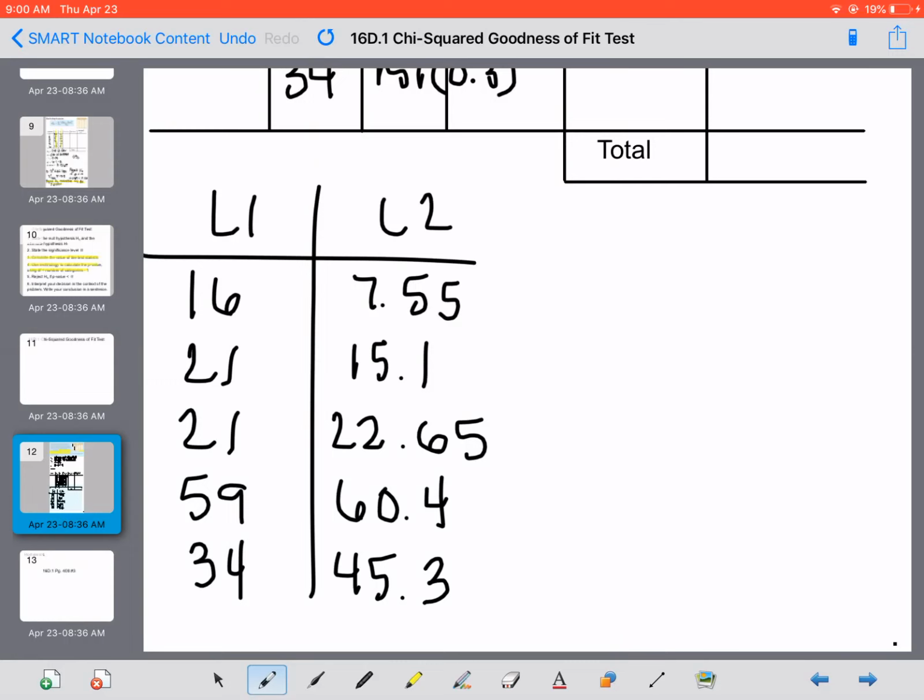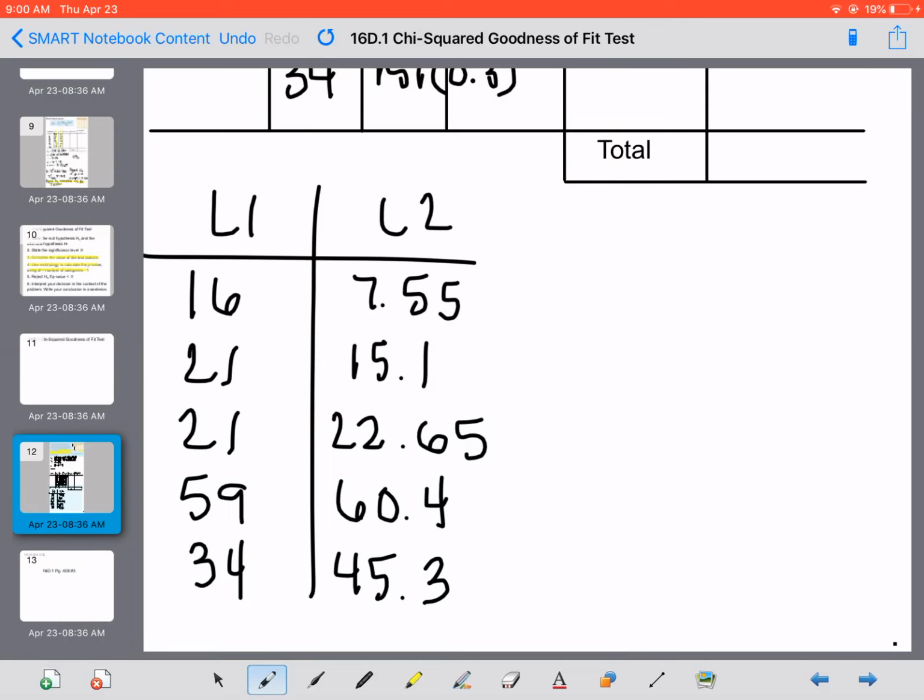And we go to Stat, hit Enter, clear out your L1 and your L2, and then let's enter in our values. L1 should be 16, 21, 21, 59, and 34. L2 should be 7.55, 15.1, 22.65, 60.4, and 45.3. And then we're going to go to Stat, scroll over to Test, scroll down to the chi-squared GOF test. We found our degrees of freedom was 4. Remember, observed must be L1 and expected L2. And then we're going to calculate it.